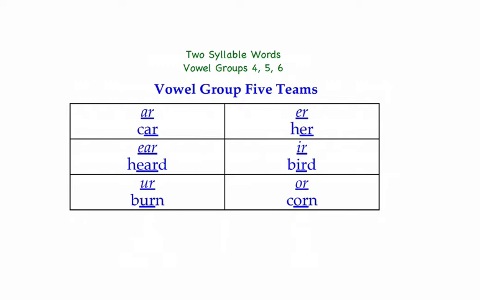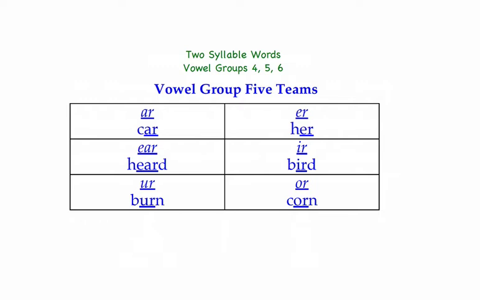Vowel group 5 are the R-controlled vowel teams, where a vowel plus the letter R join together and form a team and represent a special sound that's not long or short. And here are our teams that are vowel group 5. Notice we have ER, EAR, IR, and UR, all representing the same sound.